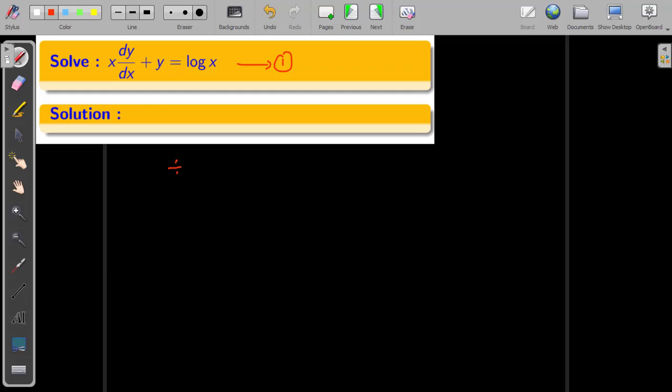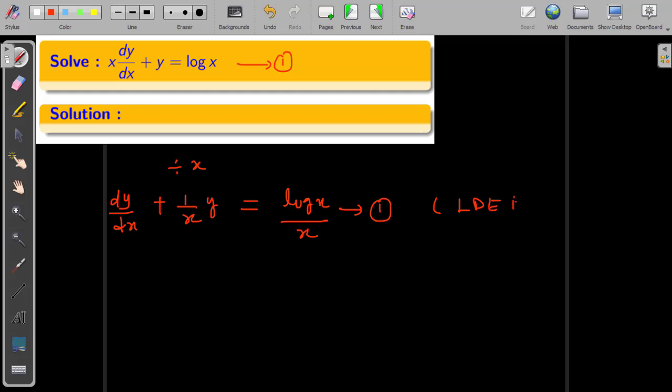Now dividing both sides by x, here x will cancel out, so you are left with only dy by dx. Plus, since y is there, dividing by x, I will write 1 by x times y equal to log x over x. Let us say equation 1. It is clearly a linear differential equation in variable y.